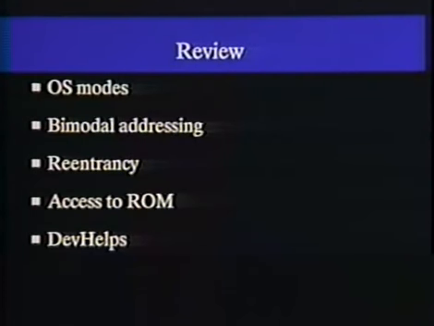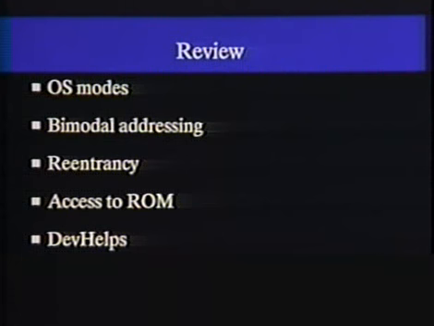In review, we've discussed OS modes: initialization mode, user mode, and kernel mode. Discussed bimodal addressing, writing a device driver such that it is independent of mode, independent of the form of the address, the selector offset or segment offset. Discussed reentrancy. Your device driver task time portion may be reentered multiple times based on its blocking behavior. Access to the ROM. The ROM is not dual mode, and you also need to gate access to the ROM based on 3x box requests. I've listed a series of dev helps that are provided by the kernel to give you access to kernel services.